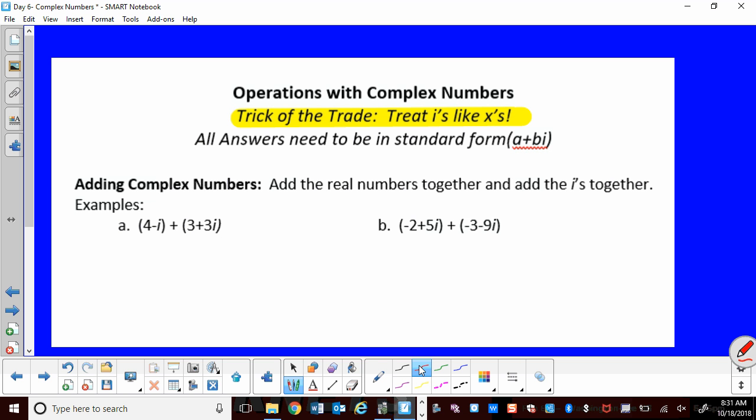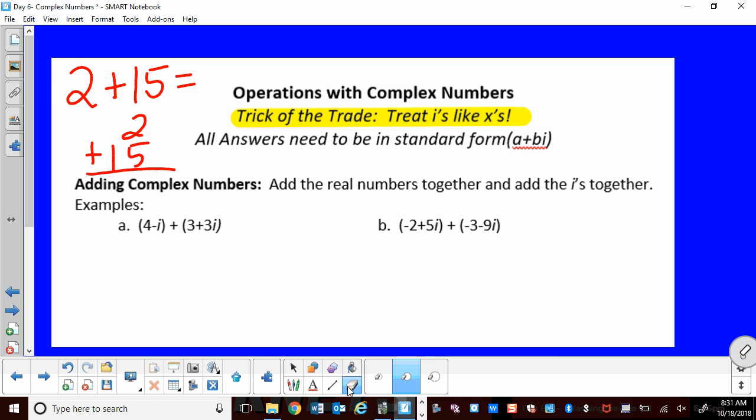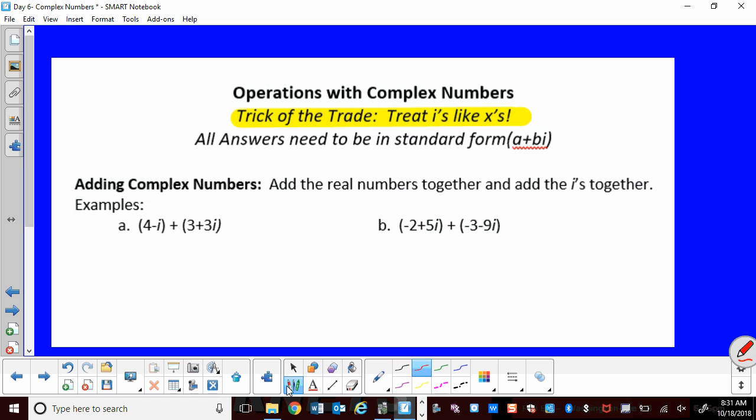Example, A says 4 minus i plus 3 plus 3i. Imagine when you were in elementary school and we had like 2 plus 15 equals whatever. And sometimes it was easier to see straight up and down, vertically. You guys remember that? Write it 2 different ways. That's what we're going to do here. I always write it 2 different ways just so I can see it better, because my signs get confusing. So I have 4 minus i plus 3 plus 3i.